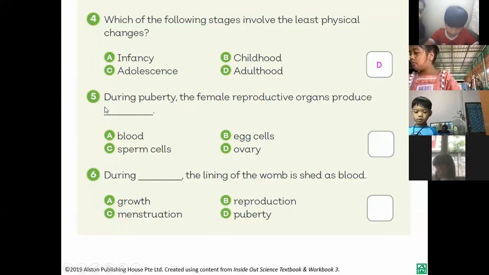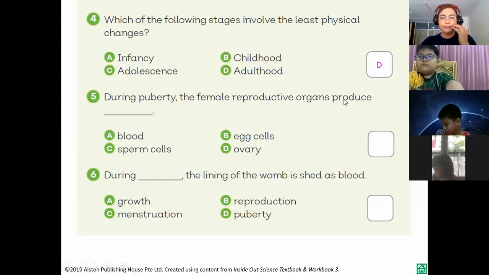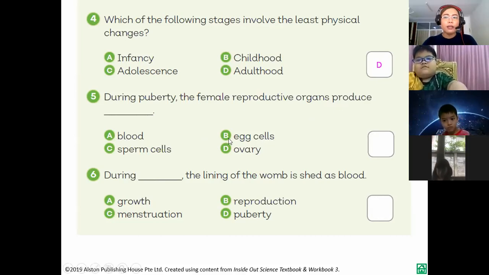During puberty, the female reproductive organs produce. Okay, I'm gonna read it for you, class. Number 5, during puberty, the female reproductive organs produce A, blood, B, egg cells, C, sperm cells, or D, ovary.